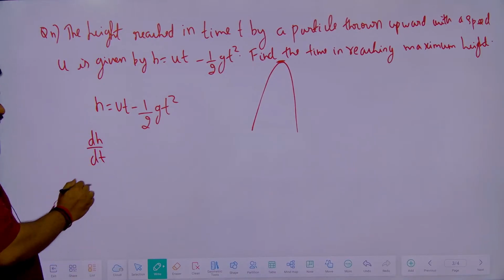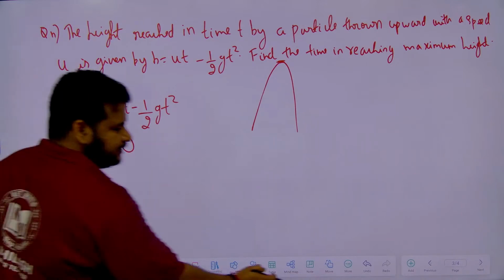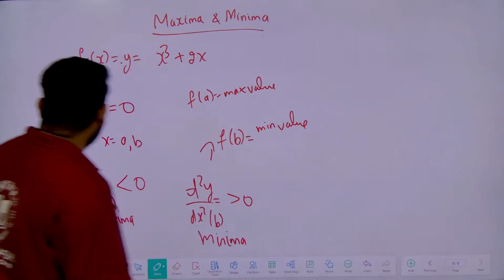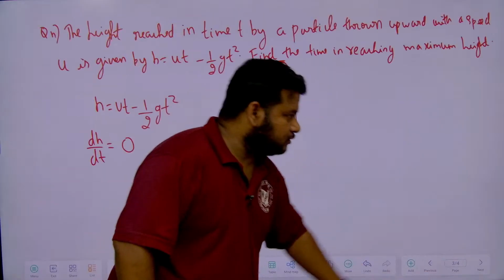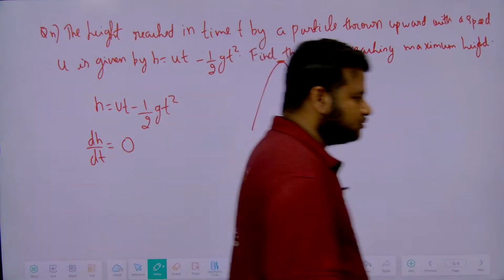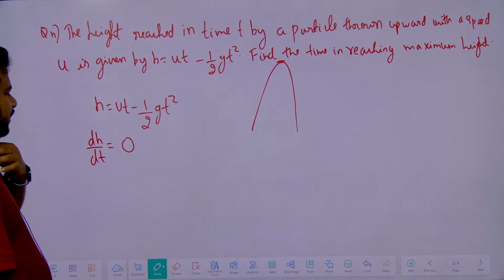I told you, you find dh by dt and make it equal to what? 0. See what I did here? dy by dx I found out, I made it equal to 0. In the same way, we are supposed to find dh by dt and make it equal to 0.